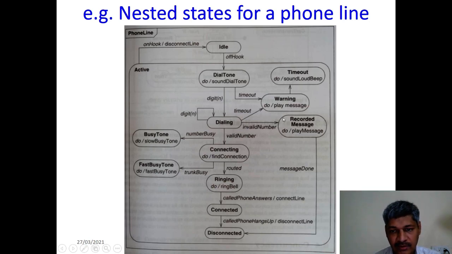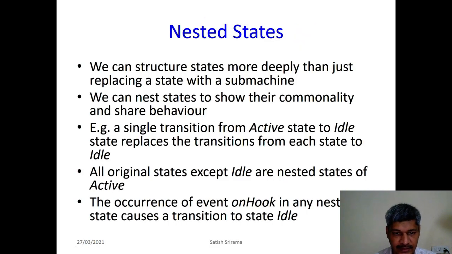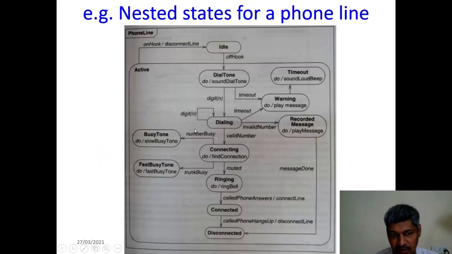See how many transitions you were earlier drawing in a single state diagram. Now with nested states, you have completely replaced them. That's what I was discussing in the previous slides. I hope now the example is clear. We can nest states to show their commonality and share behavior. For example, all these states are in the active state, and the only one outside is the idle state.